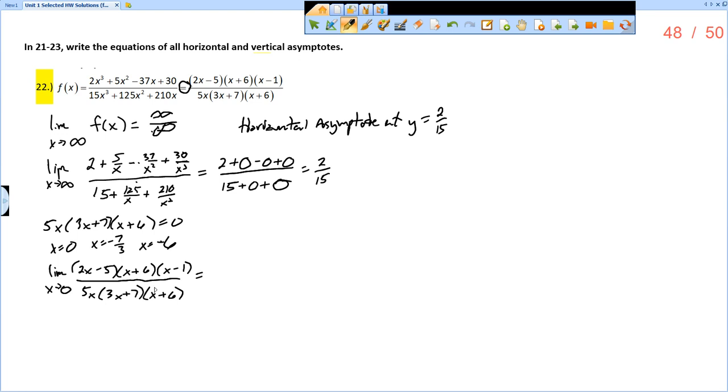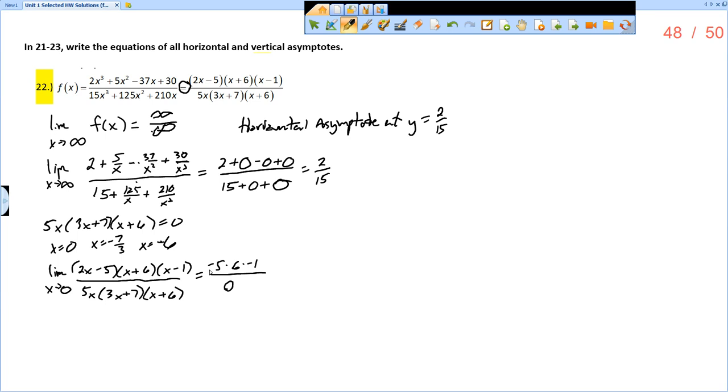All right, and so if I plug in, right, what am I going to get? Well, I'm going to get 2 times 0 minus 5. So that's going to be negative 5 times 6 times negative 1 divided by 0 times 7 times 6. But that's just 0, right?